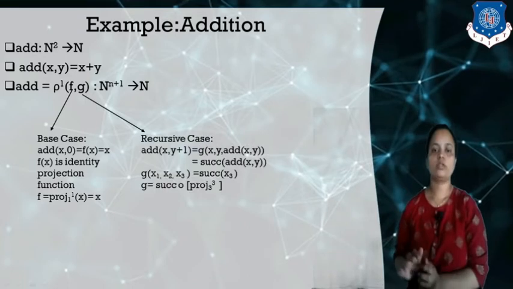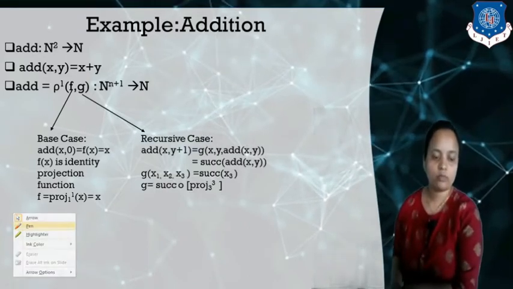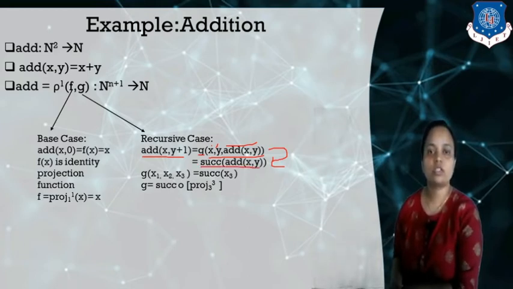Now how are we going to define the recursive function g? Here we are defining the recursive case for the addition function, where add(x, y+1) is expressed in the form of the g function. It takes three values x, y and a third value, on which we are going to call the successor function, which was already discussed in the first slide. So how are we defining the successor function? Successor of add(x, y).